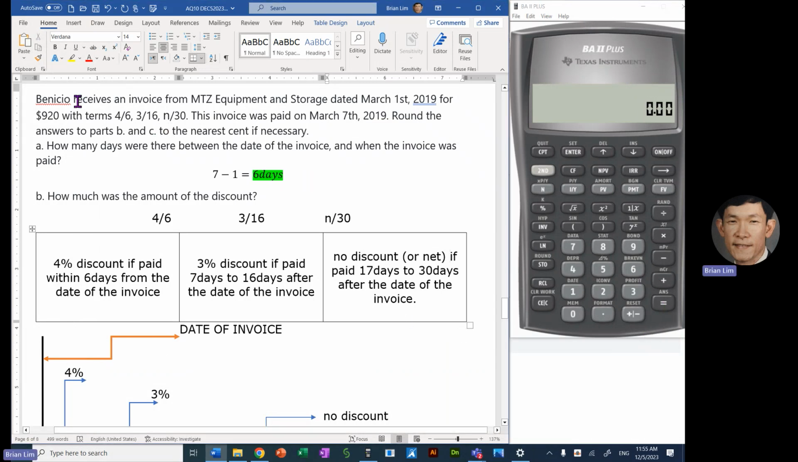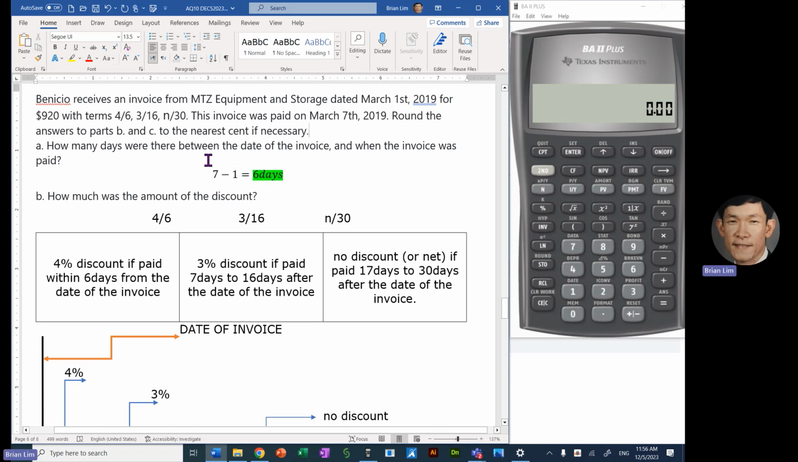Okay. Benicio receives an invoice from MTZ Equipment and Storage dated March the 1st, 2019 for $920 with terms 4/6, 3/16, and N/30. This invoice was paid on March the 7th, 2019. And you're asked to do 3 calculations, and it says here to round the answers to the nearest cent if necessary.